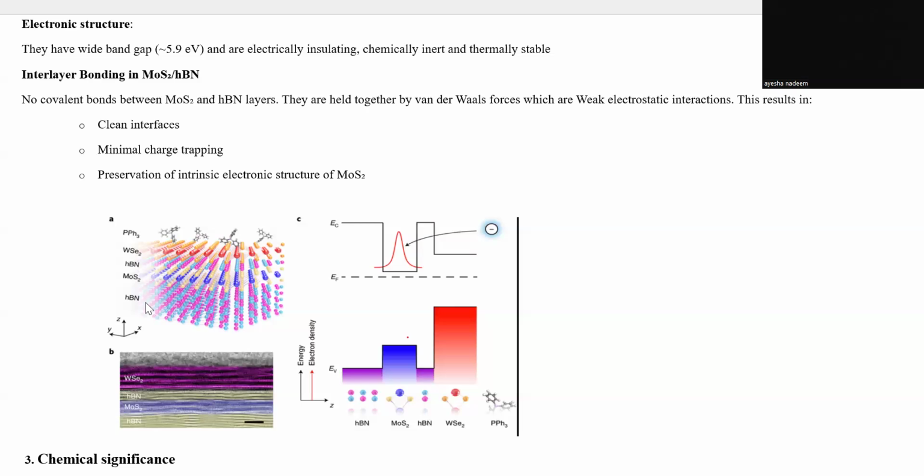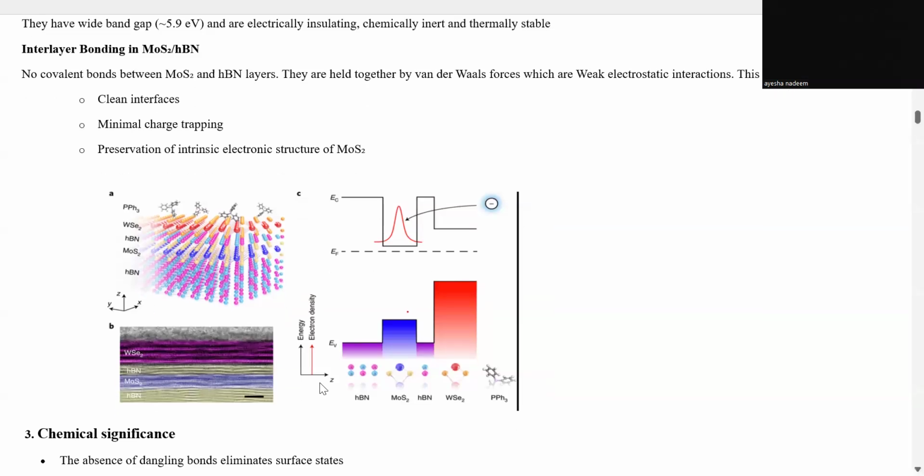The lower band diagram, which is the valence band, shows that EV is the valence band edge. The colored block represents the band offsets of each layer. hBN has a wide band gap, and MoS2 and tungsten diselenide have narrow band gaps. The electron density gradient shows the charge redistribution along the z direction.